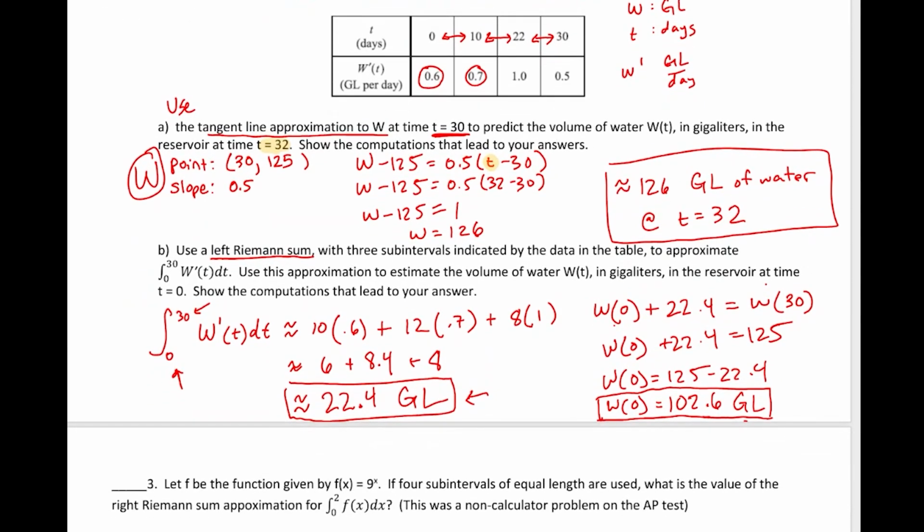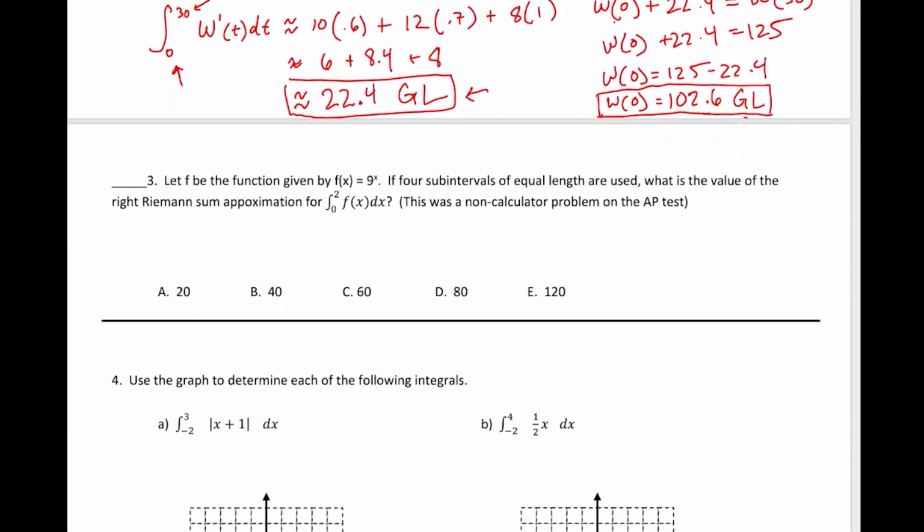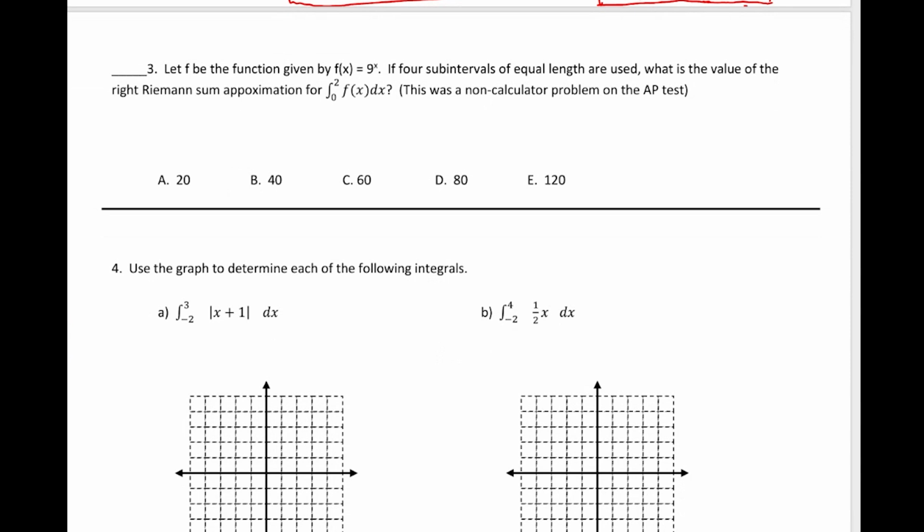Let's move on to number 3. Let f be the function given by f of x equals 9 to the x. If 4 subintervals of equal length are used, what is the value of the right Riemann sum approximation? Oh, and it even says this is a non-calculator problem on the AP test, so be ready to not use a calculator. That's okay, I think we can do it.